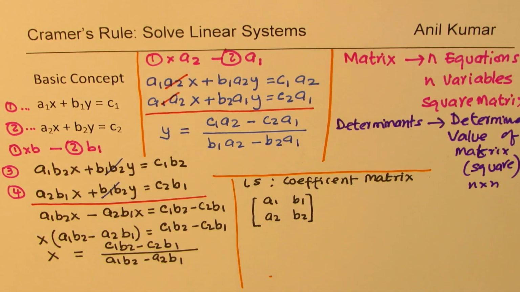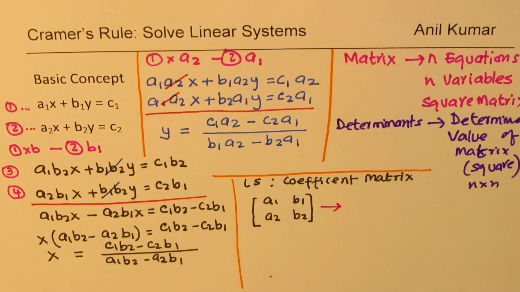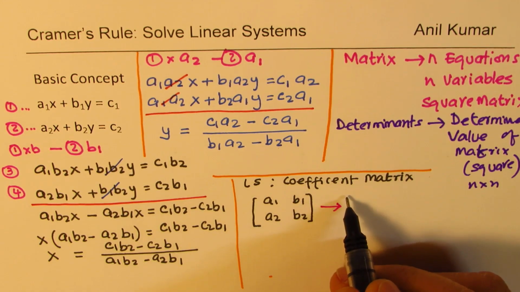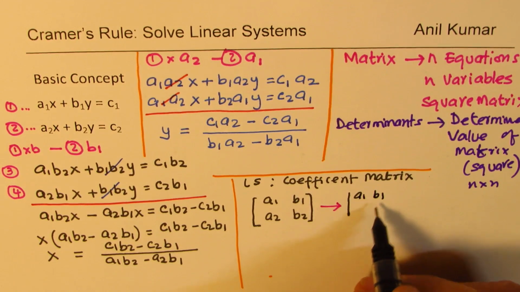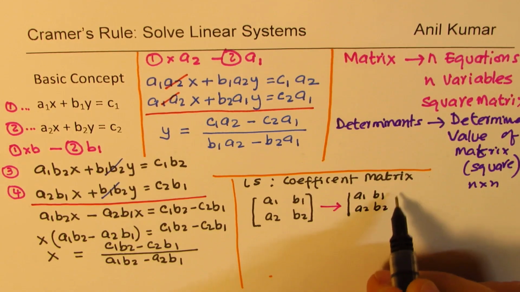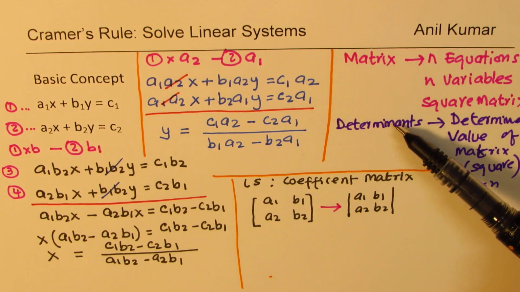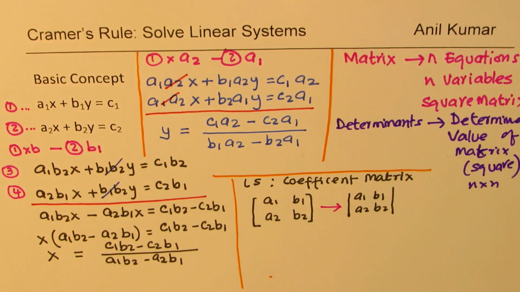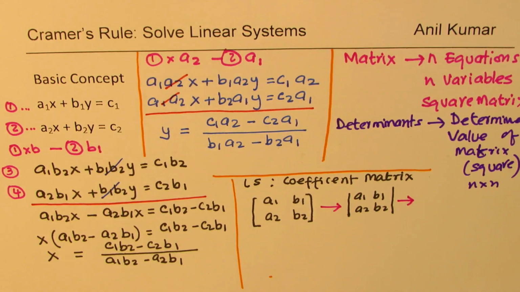So what we are going to do is write this coefficient matrix in the form of a determinant, which will be for us a1 b1, a2 b2, right? So that becomes a determinant. So from matrix we move on to determinant, and now the value. So what is the value of this? Very easy to figure out.